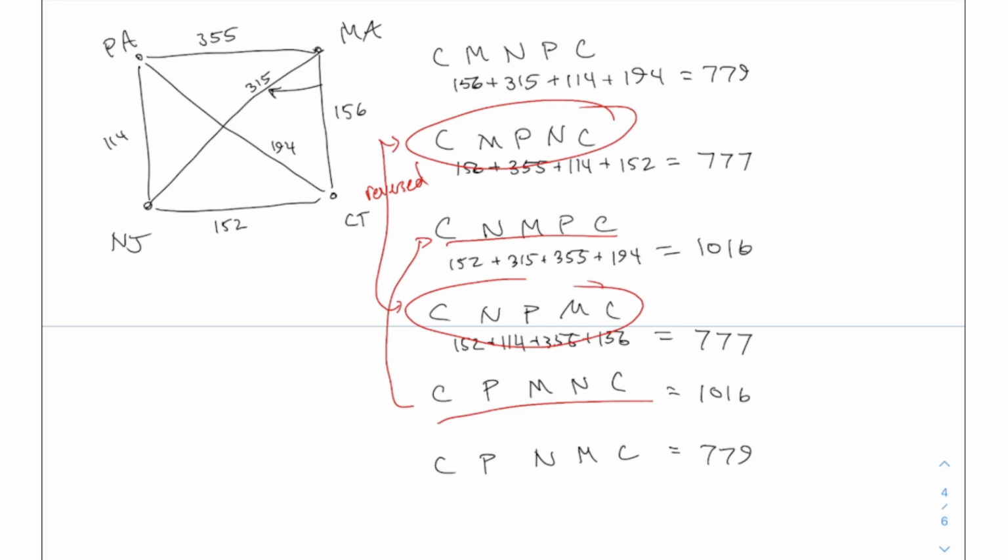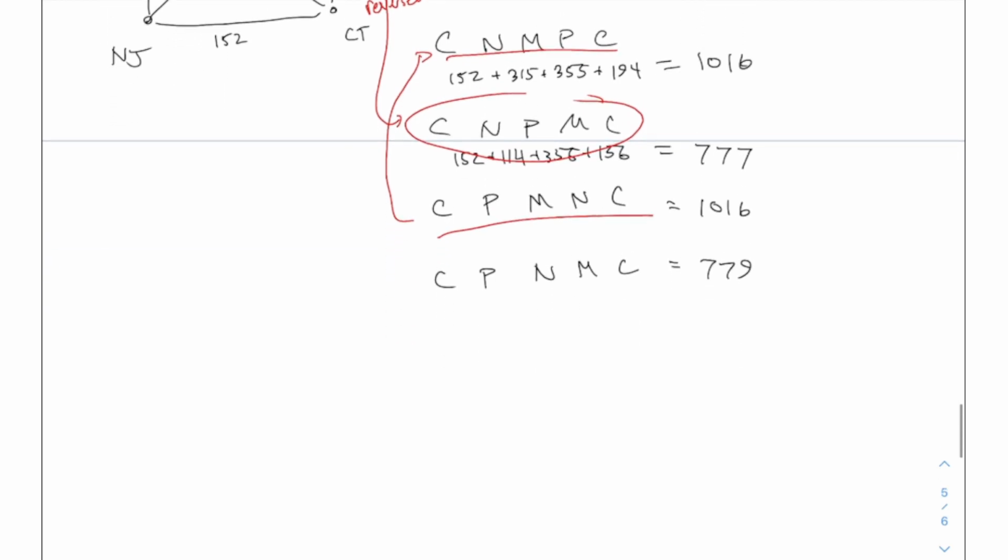All right? Anyway, what's my conclusion here? So in this case, the best route is CNPMC. That's the 7771. Or equivalently, just the other way around, CMPNC. All right? This route, starting at my house, go to New Jersey, then Pennsylvania, then Massachusetts, and back to New Jersey. Or the other way around. Those are the best routes. And that other one is only slightly worse, right? This 779. In reality, I would say those are essentially equal, but technically this one, 777, is slightly better.